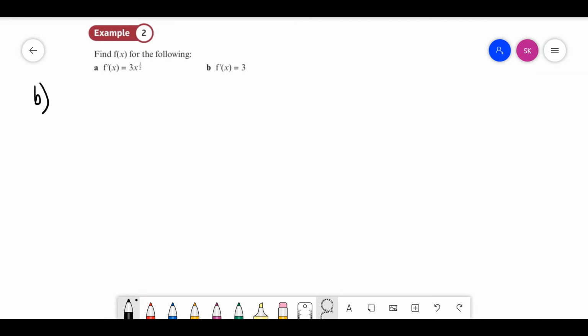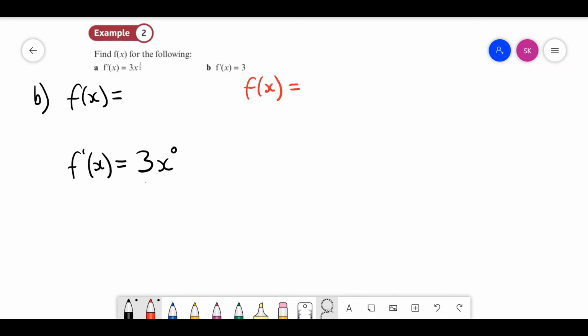So, we're trying to find f of x, we write at the top. We're given that f dash x is 3. By the way, that is 3x to the power of 0, just to remind you, because x to the power of 0 is just 1. So, we ask ourselves, what does f of x need to be in terms of powers of x in order to differentiate to that? The power needs to be x to the power of 1. And if I differentiate that, I get 1 x to the power of 0, in other words, just 1.